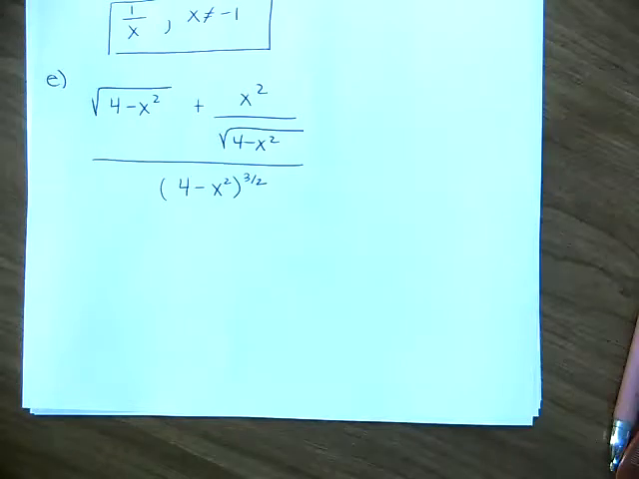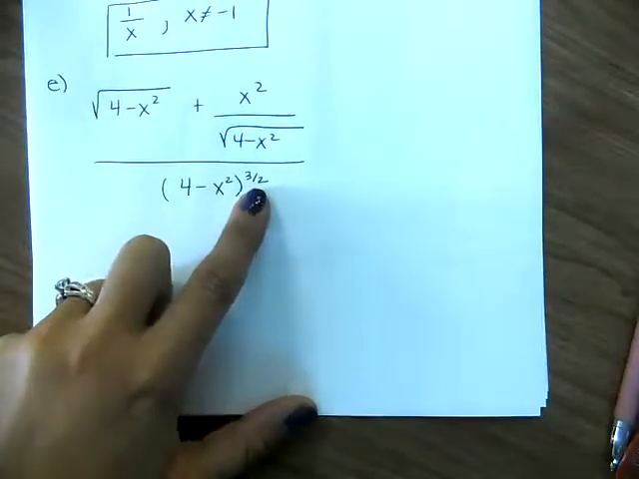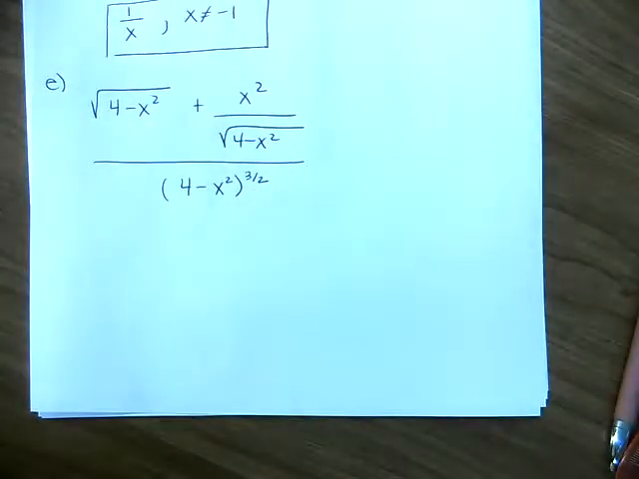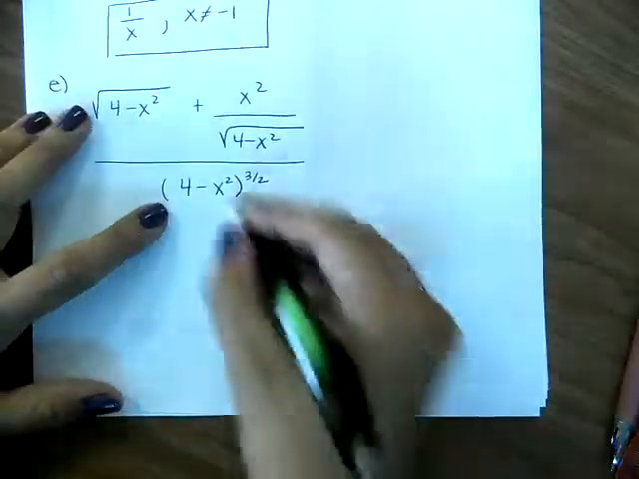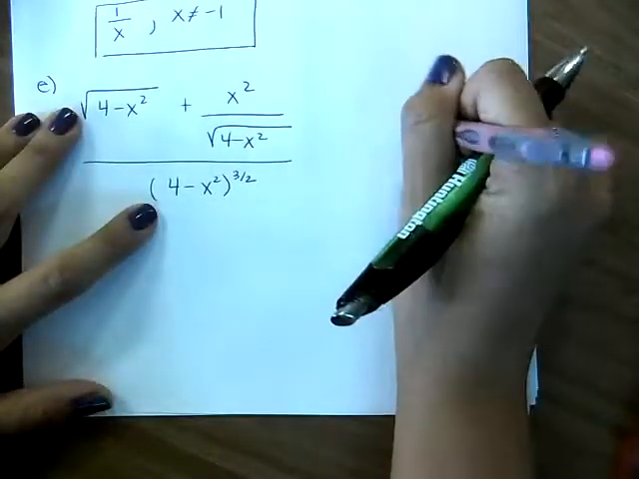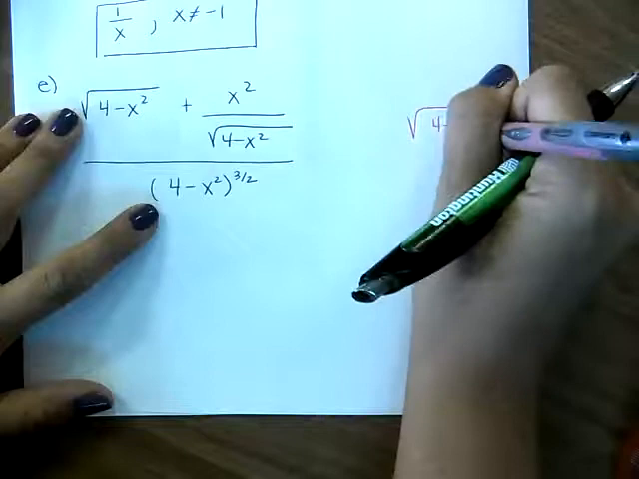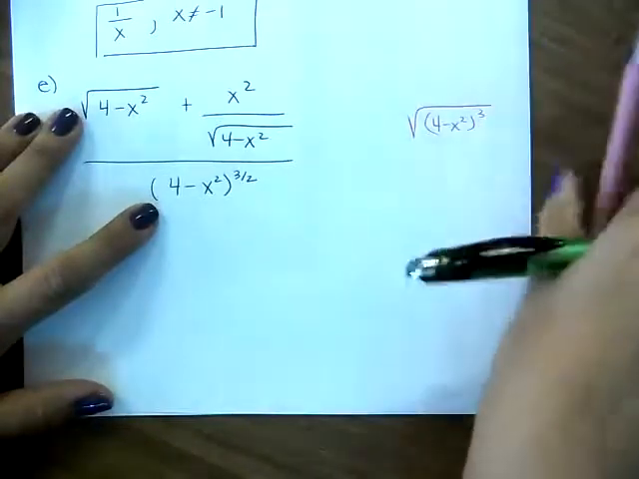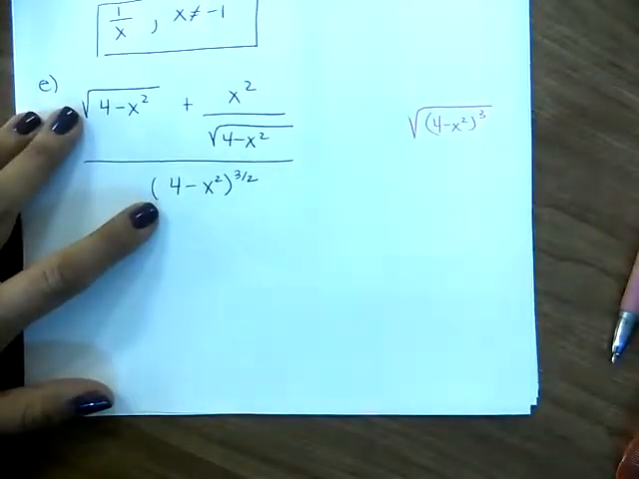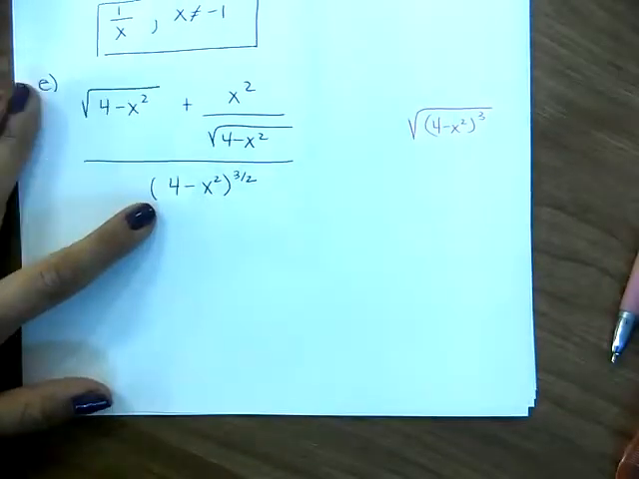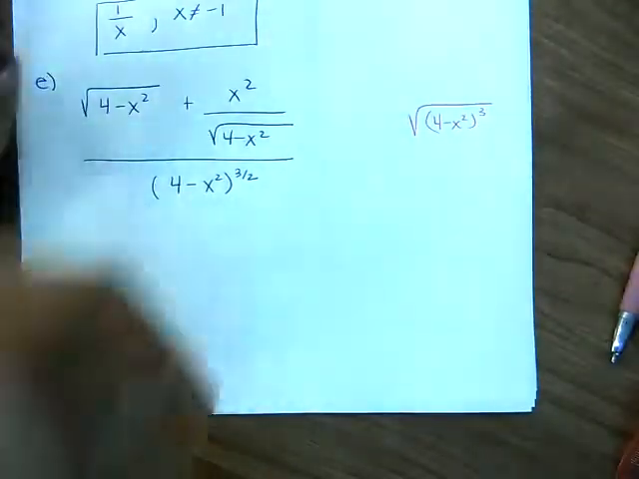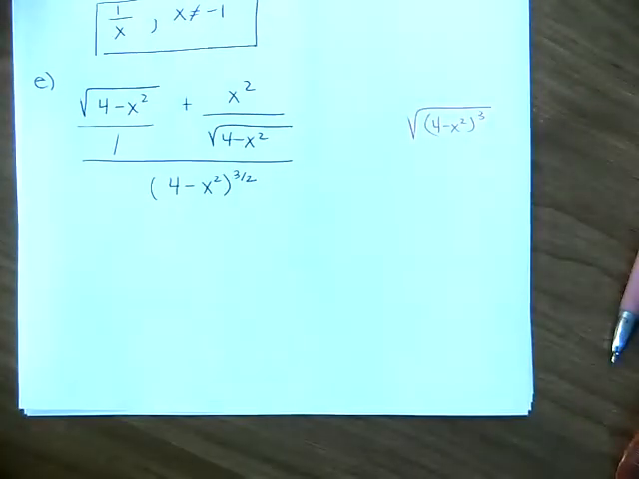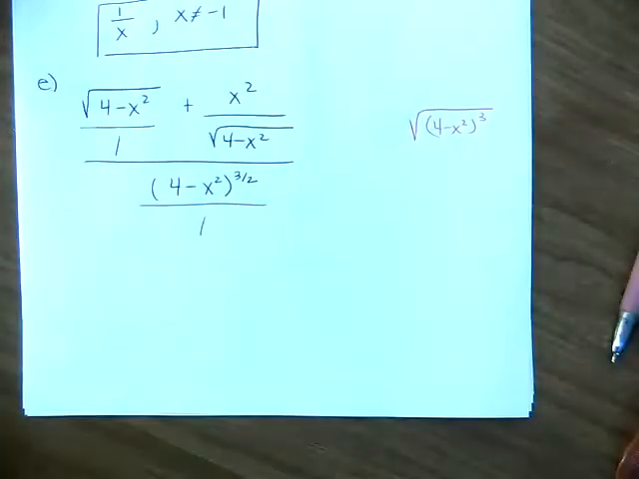Let's think about this for a second. First of all, this 3/2 power is really like a radical, right? This is the same as if you had the square root of 4 minus x squared, cubed, right? So let's just keep that in mind. Okay, so right now, this is over 1. And so is this piece, technically. Right? So there's our compound fraction.